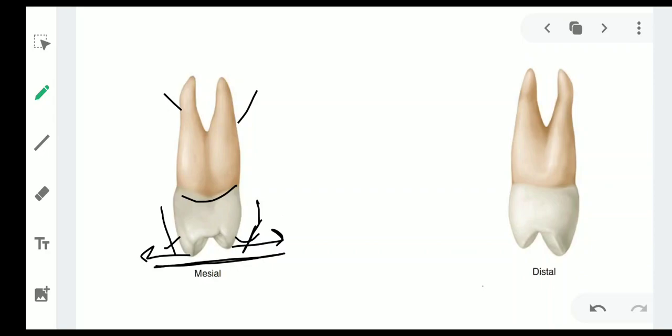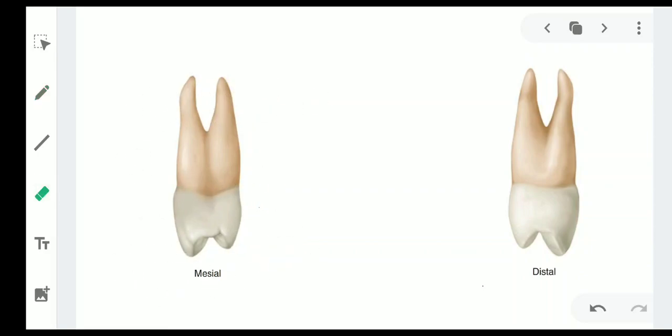Now there are some more features on the mesial surface. You can see this depression here. This is known as the mesial developmental depression, which extends up to the bifurcation. This is the bifurcation point.